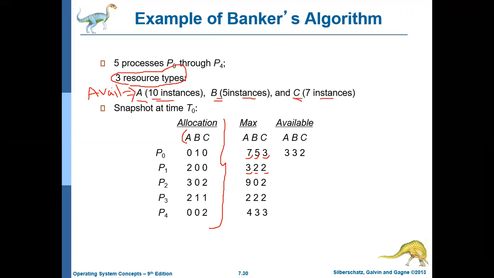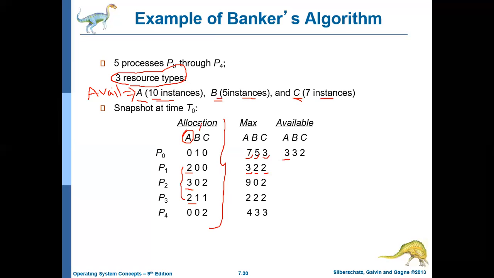But here some of them were already allocated. If you take resource A, 2 instances were allocated to P1, 3 to P2, and 2 to P3. So already how many are gone? 2 plus 2 is 4, 4 plus 3 is 7. 7 instances of resource A are already allocated, and the operating system has 10. So 10 minus 7 is 3. The remaining available is only 3, because the remaining 7 were allocated to various processes.